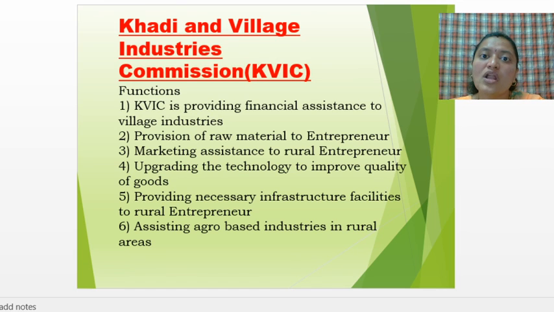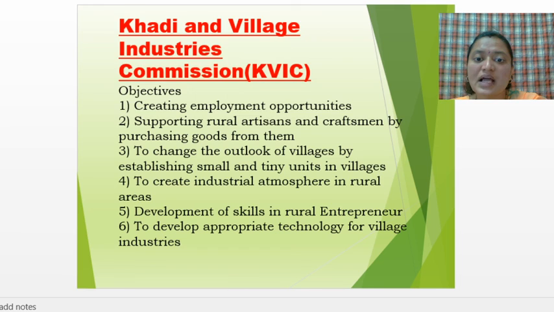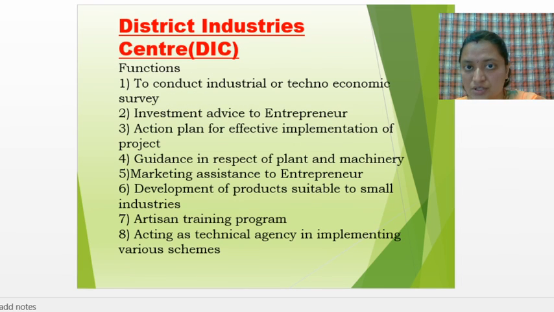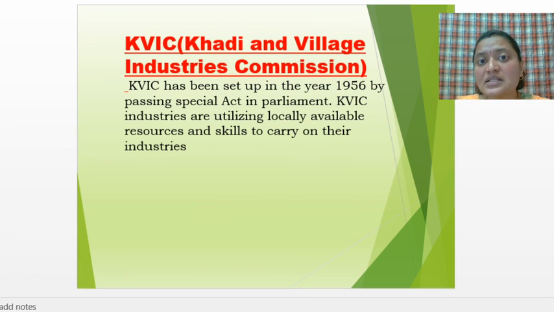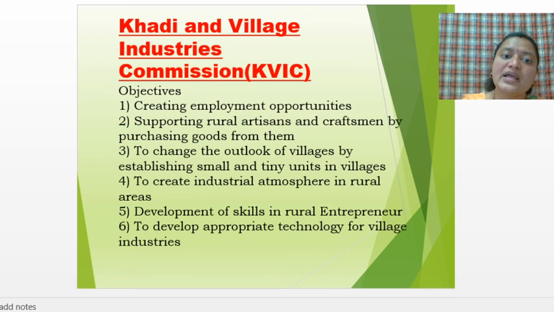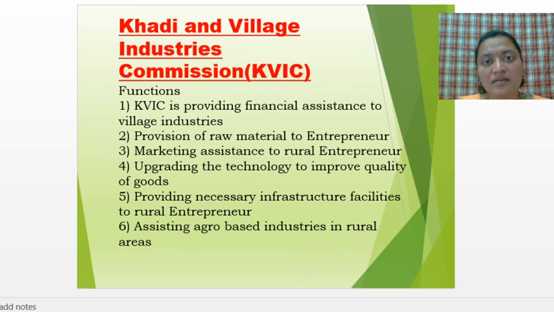Now this is all about the institution KVIC. In today's class we studied two institutions, that is DIC. DIC means District Industries Center. Along with that we studied the functions and the programs conducted by DIC. Then we studied the next institution, that is KVIC. KVIC means Khadi and Village Industries Commission. In that we studied the objectives and functions.